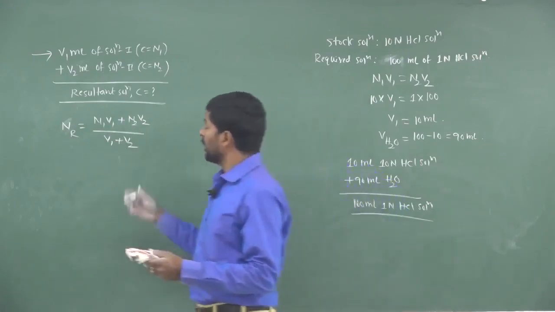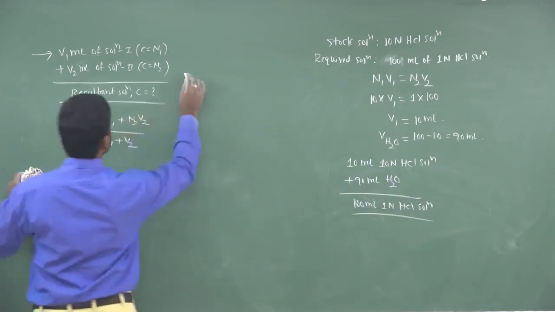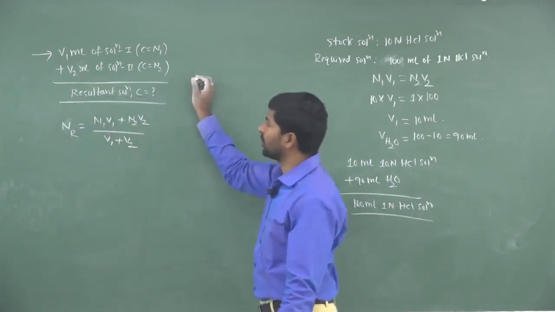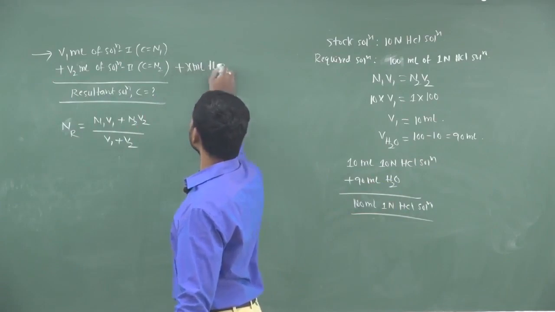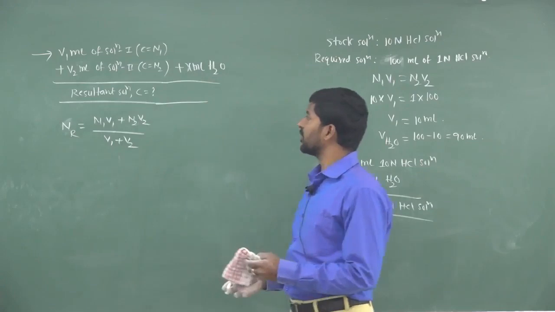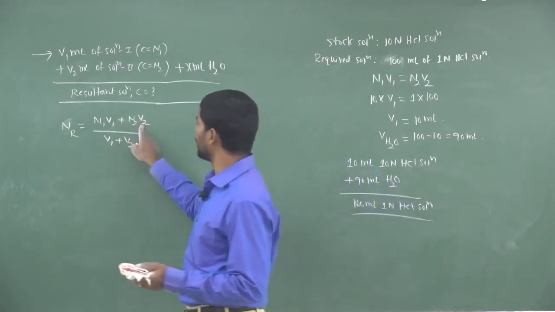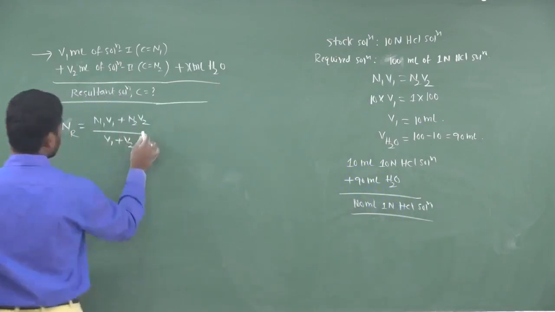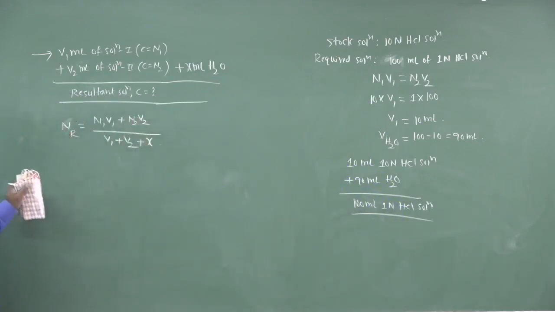If you add some water also, you write this one also: we are adding X ml of water. Then what is the resultant solution normality? N1 V1 plus N2 V2 by V1 plus V2 plus X.